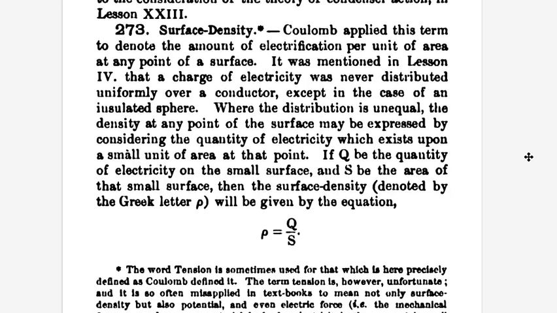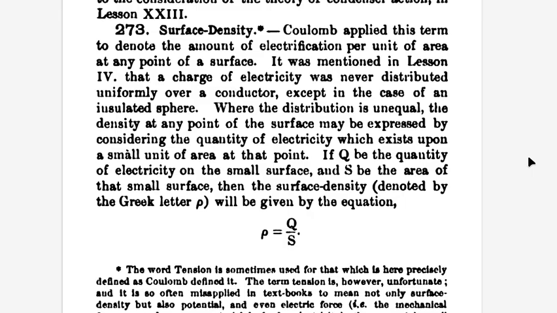273. Surface density. Coulomb applied this term to denote the amount of electrification per unit of area at any point of a surface. It was mentioned in Lesson 4 that a charge of electricity was never distributed uniformly over a conductor, except in the case of an insulated sphere. Where the distribution is unequal, the density at any point of the surface may be expressed by considering the quantity of electricity which exists upon a small unit of area at that point.